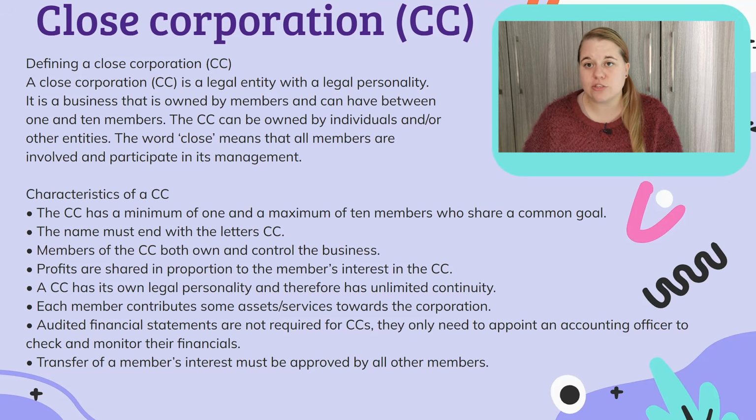A CC has its own legal personality, okay, which means that there is unlimited continuity. If one of the members dies, the business can still continue. Why? Because it's seen as separate. Each member contributes some assets and some services towards the corporation. Audited financial statements are not required. They only need to appoint an accounting officer to check and monitor their financials.